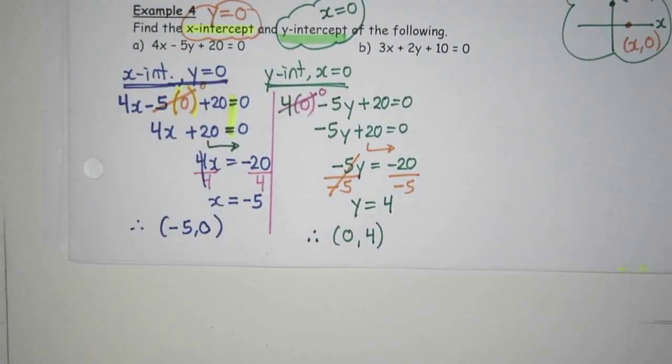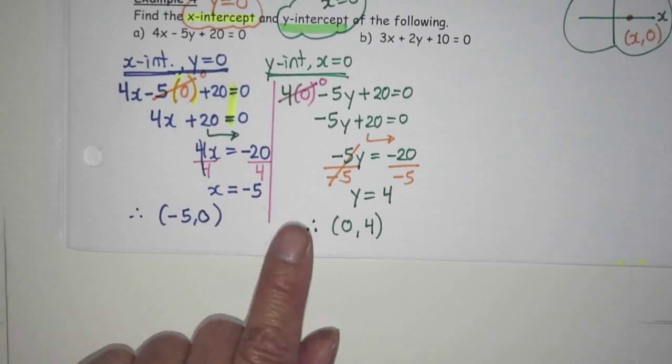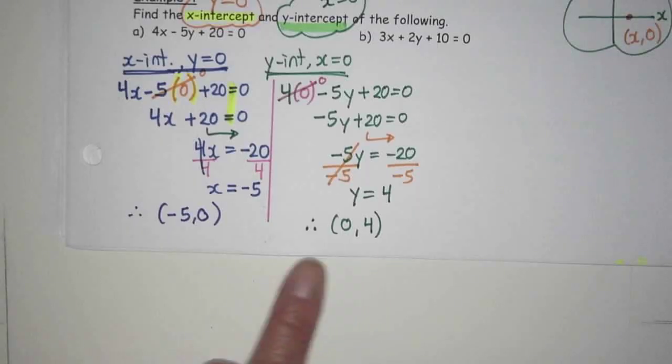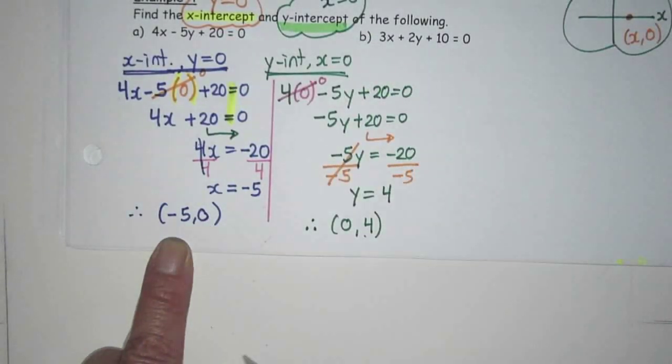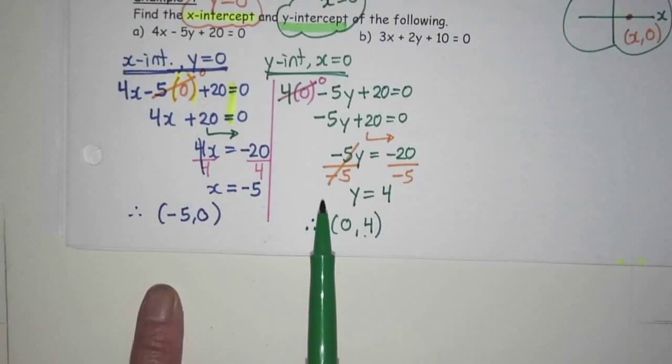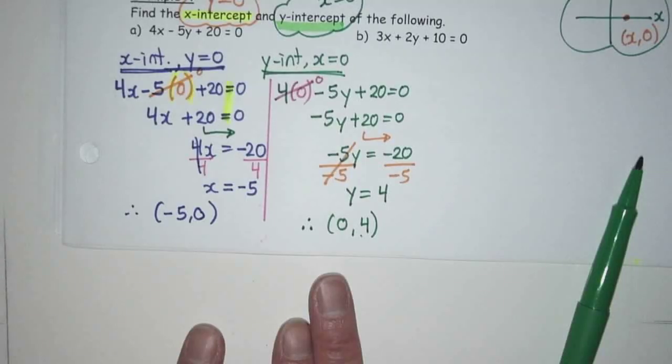So I have my x-intercept at -5, 0. That's one coordinate. My y-intercept at x equals 0, so 0, 4. So that's 0, 4, and this is 0 goes in for the y, so -5, 0. Two separate points. These are completely separate calculations that we're doing.